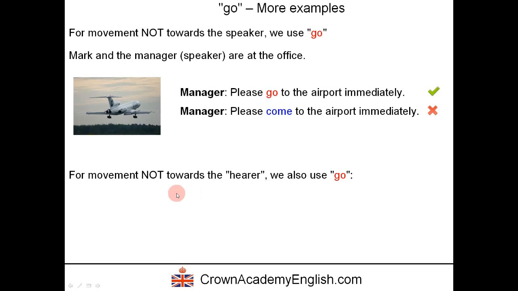And we also use go for movement not towards the hearer. So Mark is going to reply and he says, okay, I'm going. So Mark is the speaker, the manager is the hearer. But the movement is not towards the manager because the manager is at the office. The movement is towards the airport, which is somewhere else. Therefore, going is correct. But coming is wrong. Okay, this is not correct.